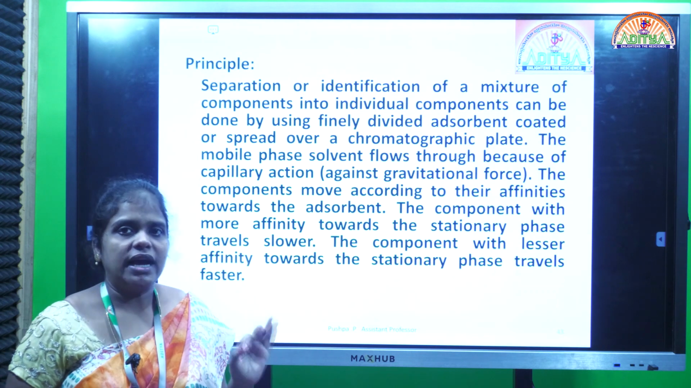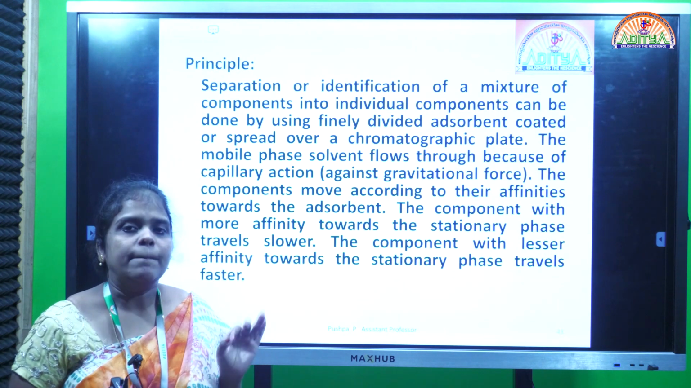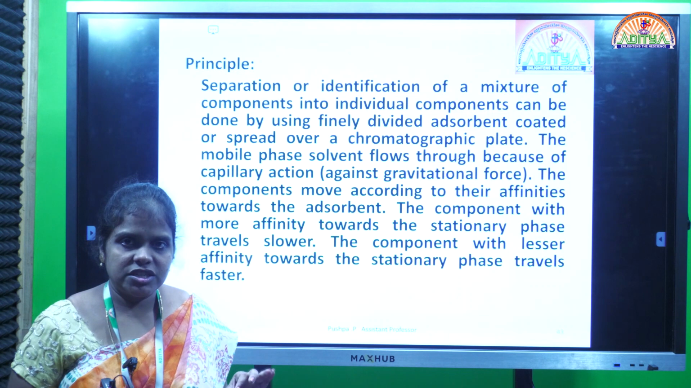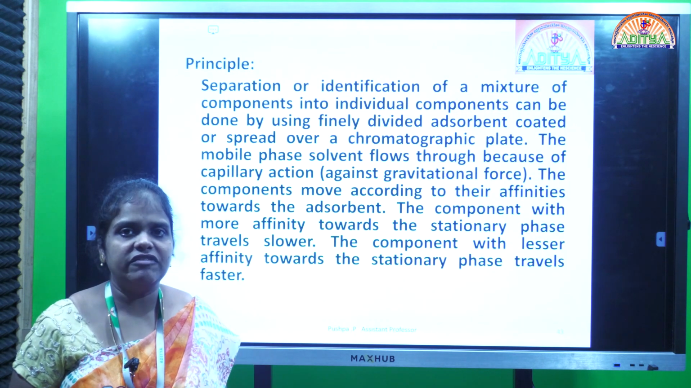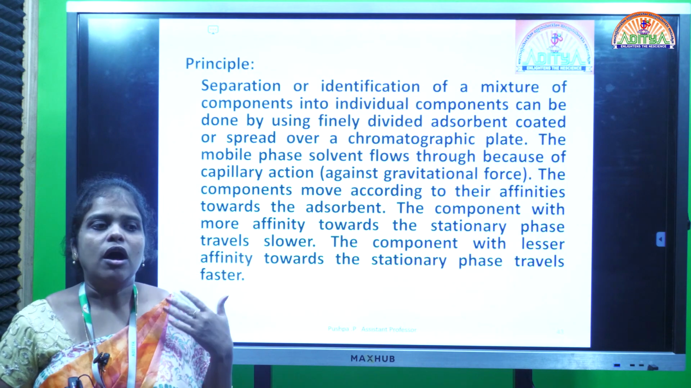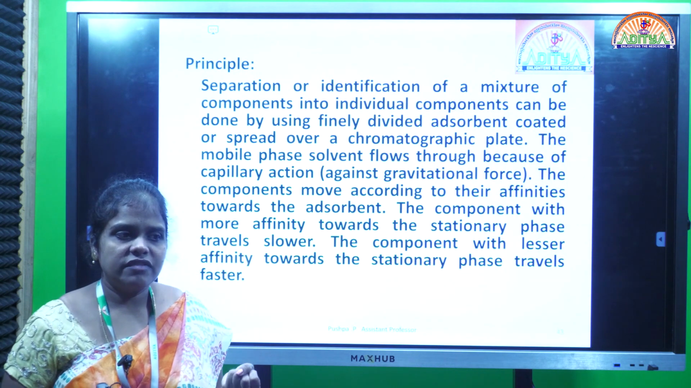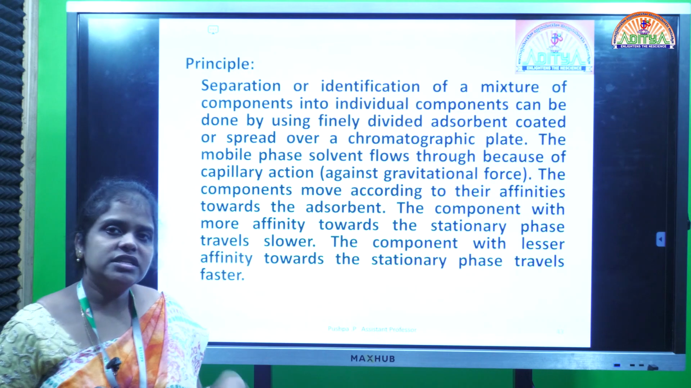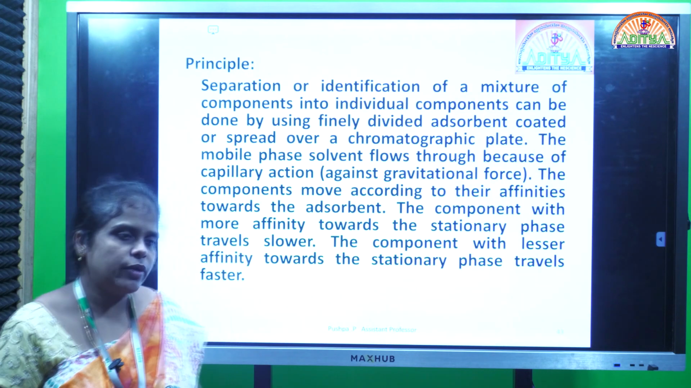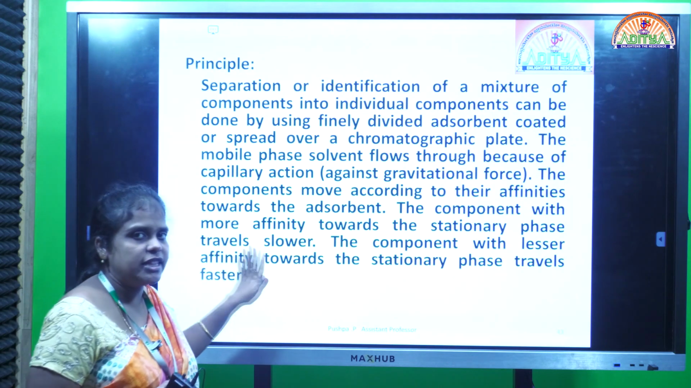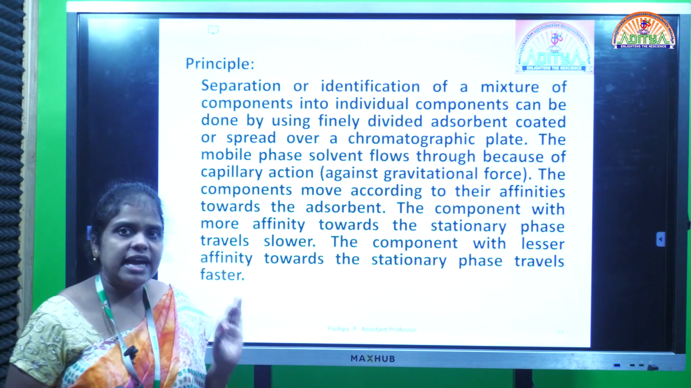That means the adsorption capability of the components present in the mixture will be the main thing for separation. If it has more adsorption or more interaction with the stationary phase, it will elute slowly. If it has more affinity with the mobile phase, it will elute fast. Okay, this is the main principle which is happening in thin layer chromatography, that is adsorption.